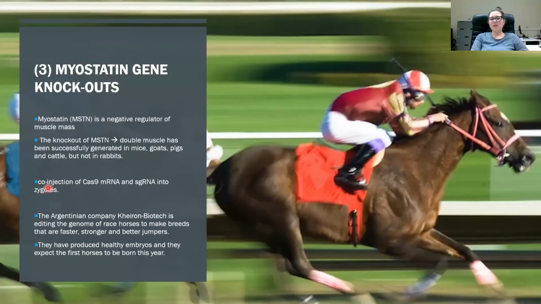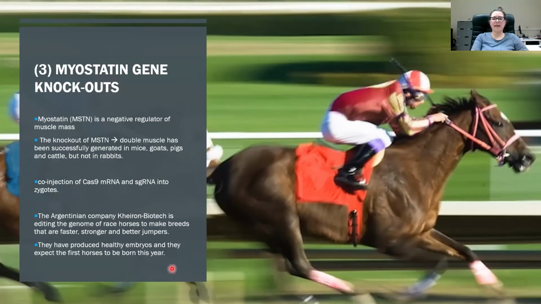So we simply co-inject Cas9 nuclease mRNA and single-guide RNA into zygotes, and this is the result we get. An Argentinian company is editing the genome of race horses to make breeds that are faster, stronger, and better jumpers. They have produced healthy embryos, and we expect the first horses to be born this year.